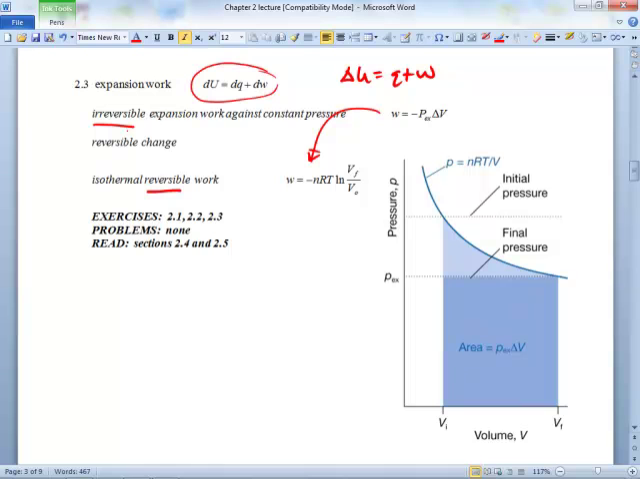So that's that equation. W is minus Px delta V. So the little Ex probably stands for external. Yeah, and it can't change on you.